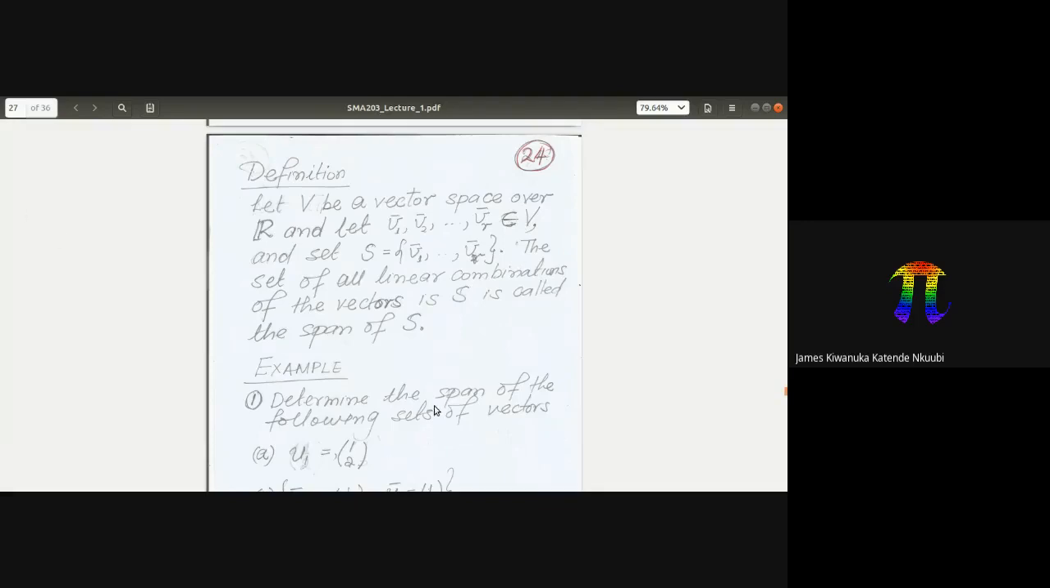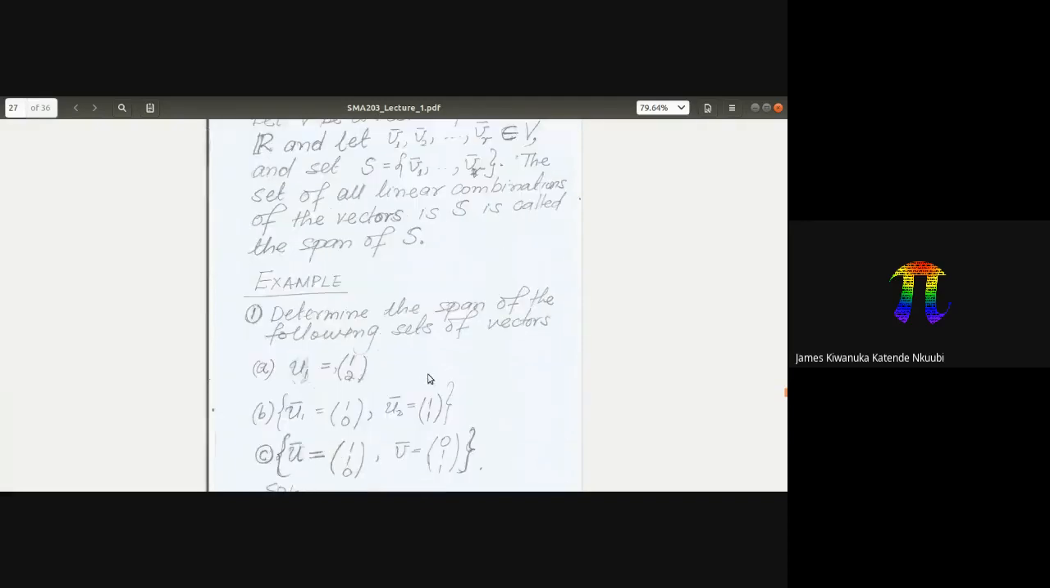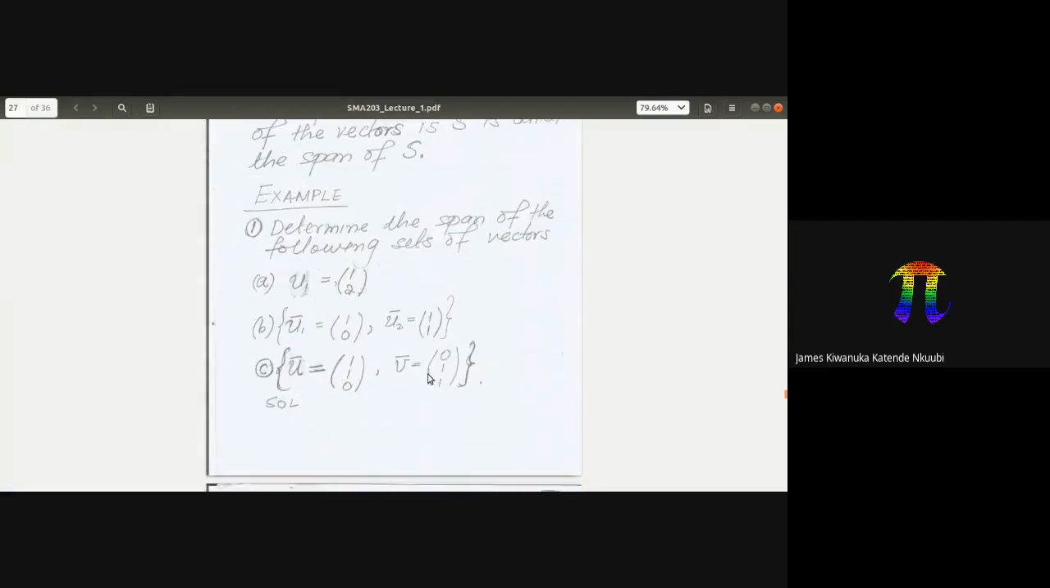So let's try some examples. I think that's the last thing we'll cover. This example asks us to determine the span of the following sets of vectors. The first vector is u1, which is just (1, 2). The second set of vectors is u1 is (1, 0), and u2 is (1, 1). Again, that is still in R2. And the third one is two vectors.